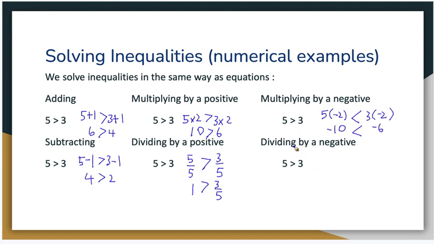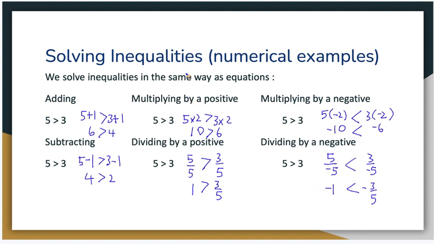So let us take a look at what happens when we divide by a negative. Say we divide by negative 5, and on this side 3 divided by negative 5, and we know that the result negative 1 is less than negative 5, right? Because negative 1 is more to the left.